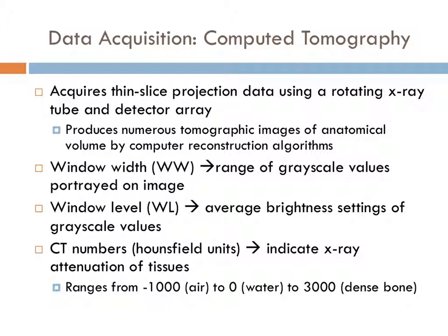There are CT numbers that are used with data acquisition in CT. These are called Hounsfield units. They indicate X-ray attenuation of different tissues in the body. The Hounsfield unit usually ranges from a negative 1,000, which is air, to 0, which is water, and to 3,000, which is extremely dense bone. We've talked about this in a previous chapter, so this might be just a little bit of a review for you.